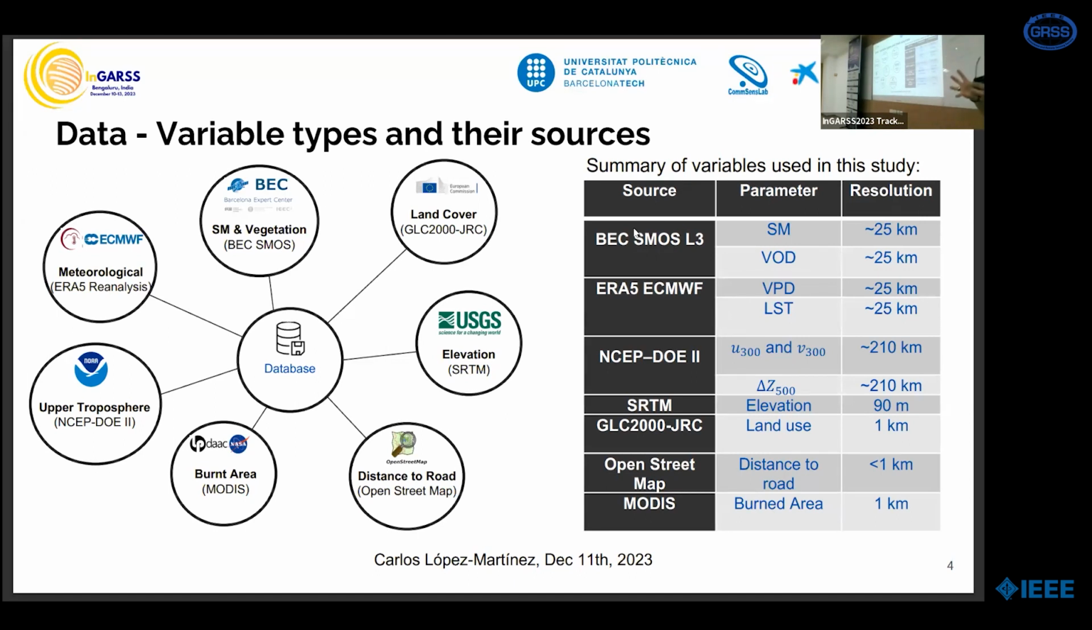Remember that here we are dealing with a climate application, so we are not really concerned for the moment with very high spatial resolution. We wanted just to see the effect of these variables which determine the jet stream.